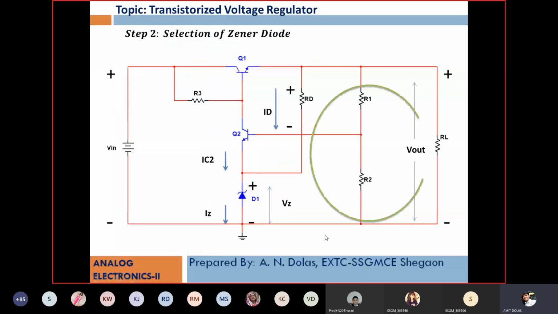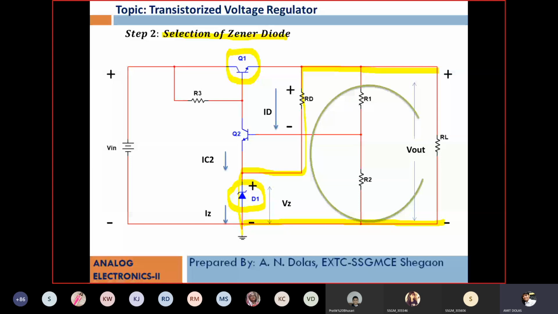Now moving to another step. We are done with selection of transistor Q1. Now we are interested in selection of Zener diode D1 here. So the selection procedure of the Zener diode. Of course, we have to see where the Zener diode is located. We can see the Zener diode is in this loop, that is the output of the circuit, which is 10 volt, and is connected to the Zener through one resistance RD.